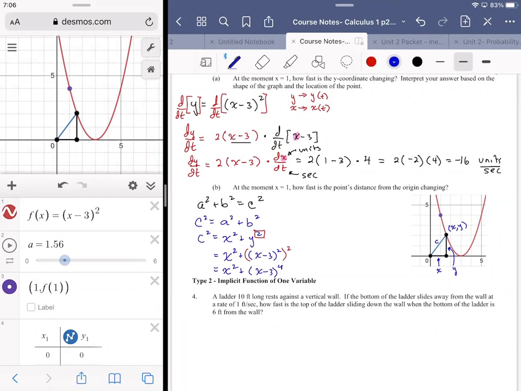Right? So what we would want to do at this point, again, is determine what the rate of change is of c, right? So how fast is the point's distance from the origin changing? So what is the rate of change of c per unit of change in time? So dc/dt, right?